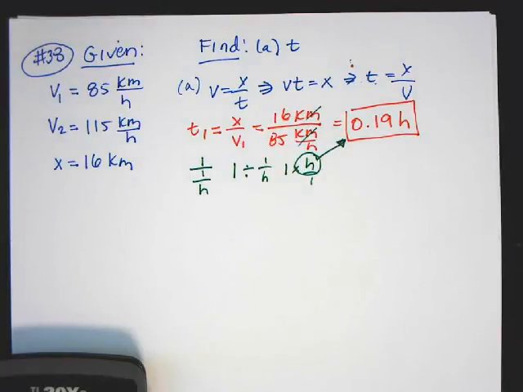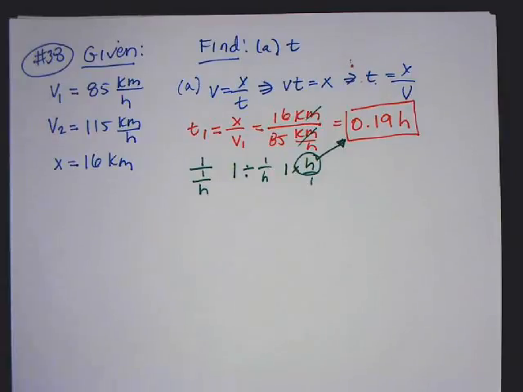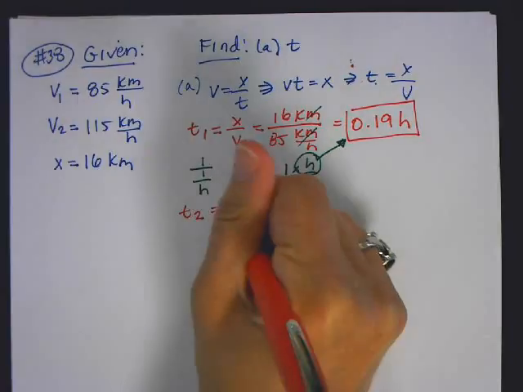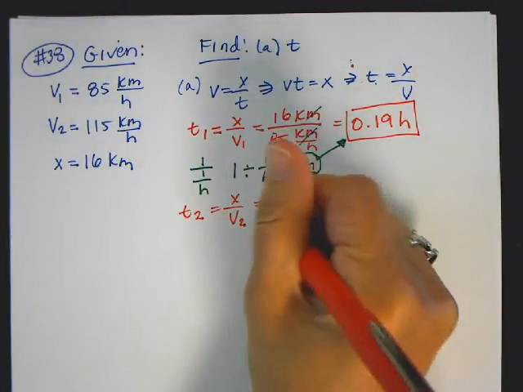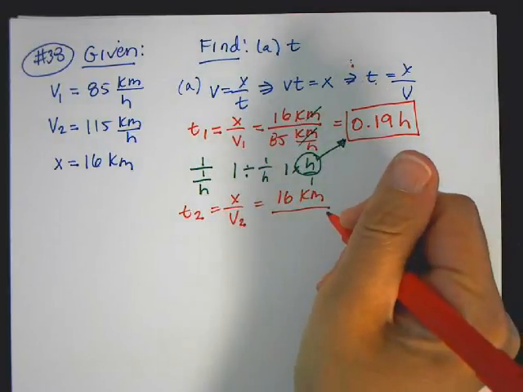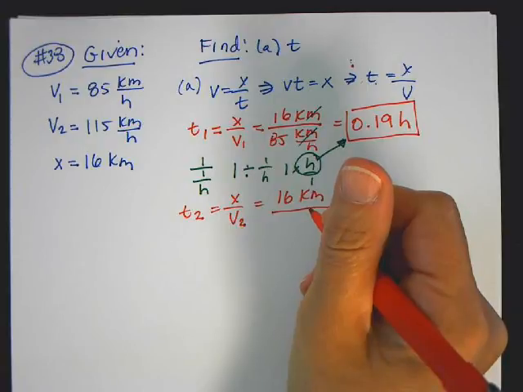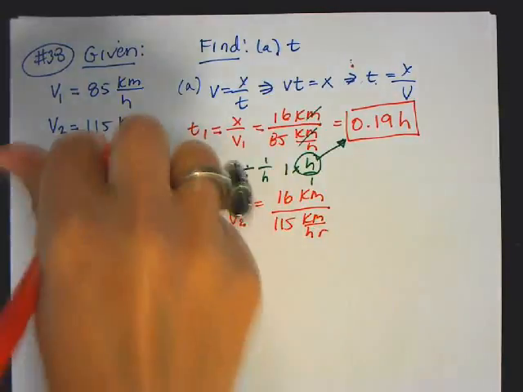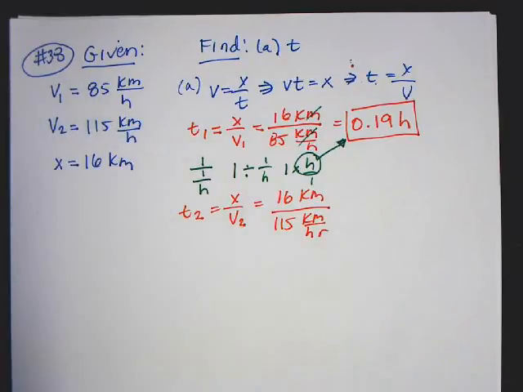So for the other one, T2 is equal to x over V2, which is equal to 16 kilometers divided by 115 kilometers per hour. And now I'll do that on my calculator. 16 divided by 115 equals, and it comes out to be 0.139, so this one's going to be 0.14.